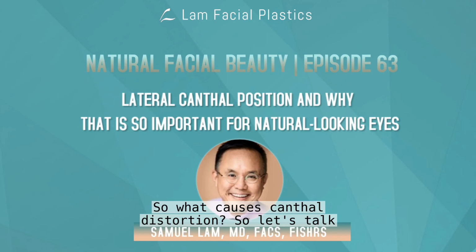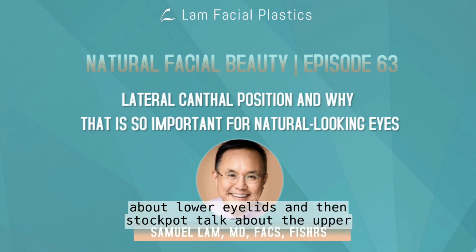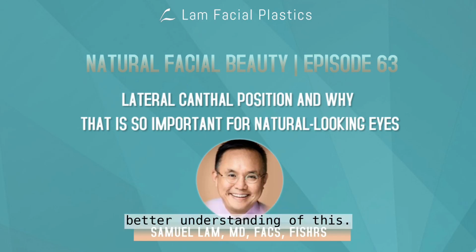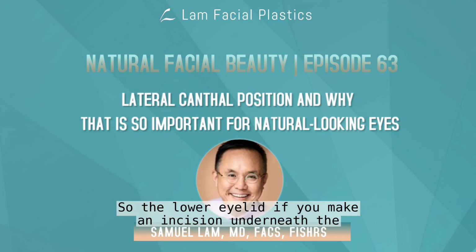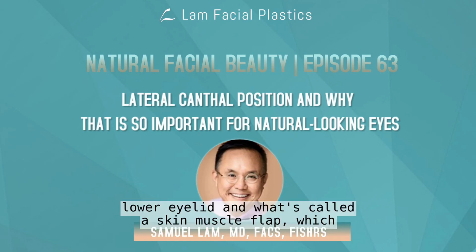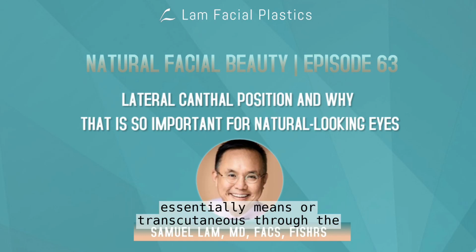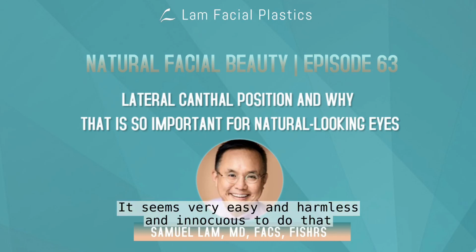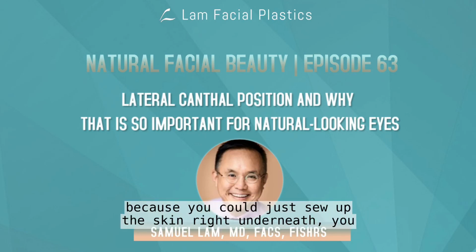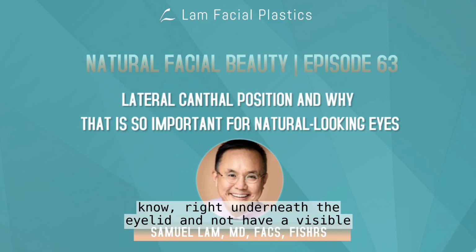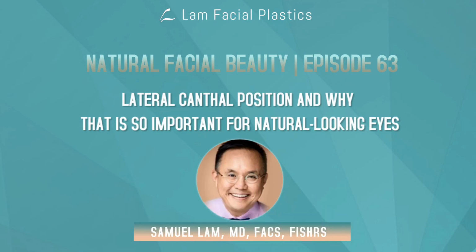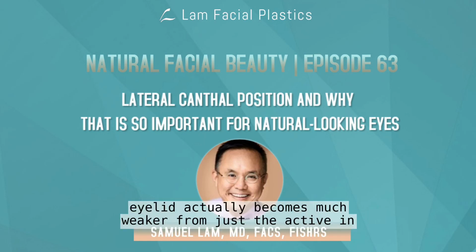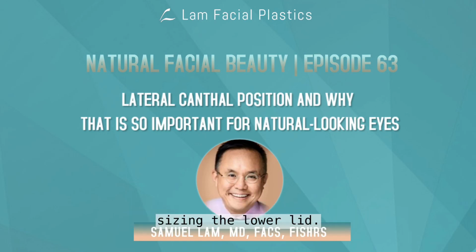So what causes canthal distortion? Let's talk about the lower eyelids and then talk about the upper eyelid brow complex. I really want you to have a better understanding of this. If you make an incision underneath the lower eyelid in what's called a skin muscle flap, which essentially means transcutaneous, through the skin, it seems very easy and harmless and innocuous because you could just sew up the skin right underneath the eyelid and not have a visible scar. And that's true. It's not that scarred, but it's false in the sense that your eyelid actually becomes much weaker from just the act of incising the lower lid.